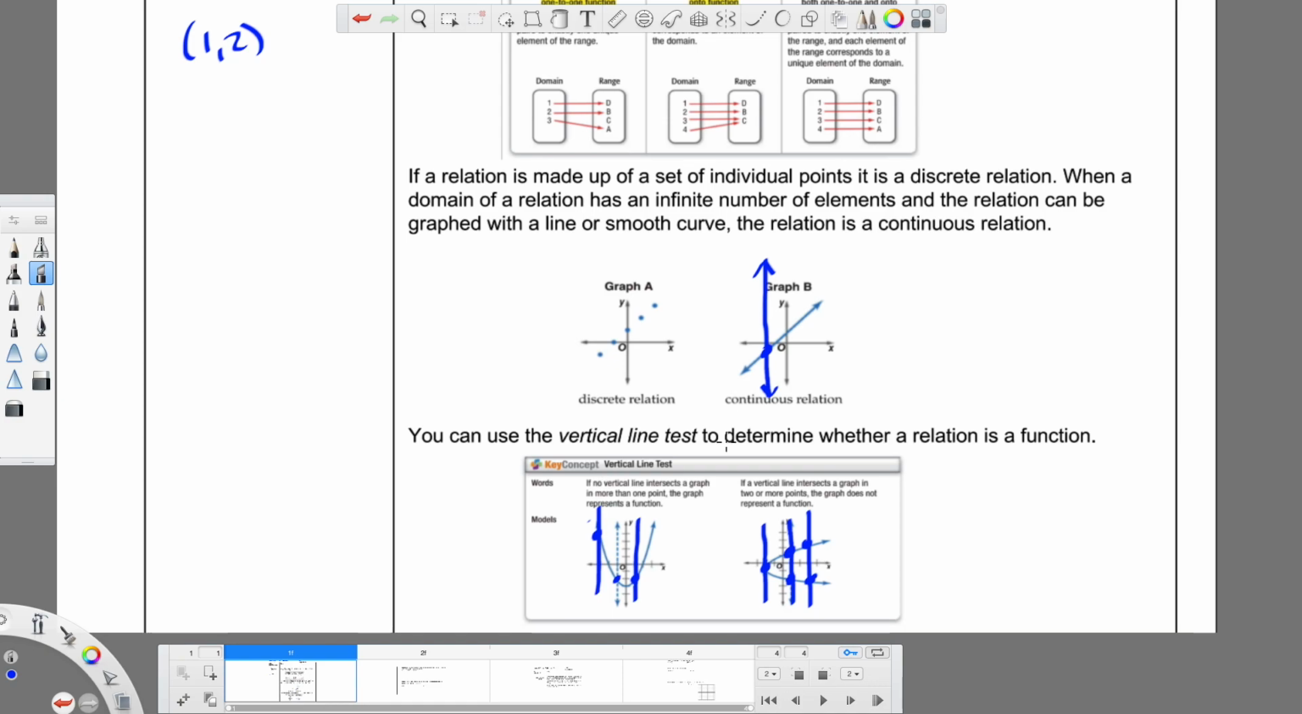Just because one of them passes doesn't mean it passes. As soon as one fails, it fails the test. And it can't be over here where the graph is not. That doesn't count. It has to be on the actual curve or the line.